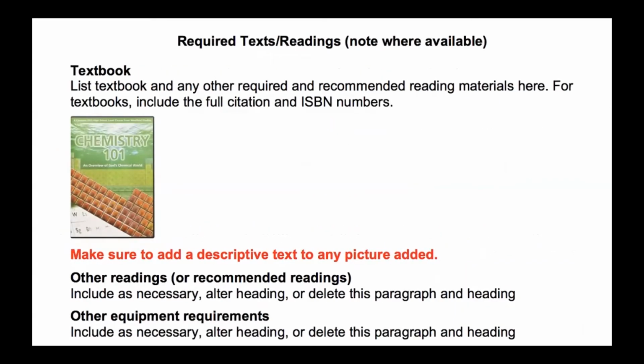The next key requirement of a syllabus is to have the textbook or any reading material requirement listed, as well as where to find them. Now, this is provided in the template syllabus, and we will go over how to add a descriptive text. Should you choose to add a picture, make sure it is accessible by adding such a descriptive text to your picture. In addition to any recommended readings and other items that you may need, please list them here.